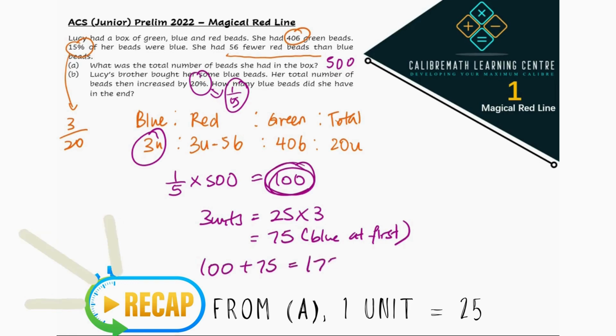And that gives us 175. So 175 is the number of blue beads that she had in the end.